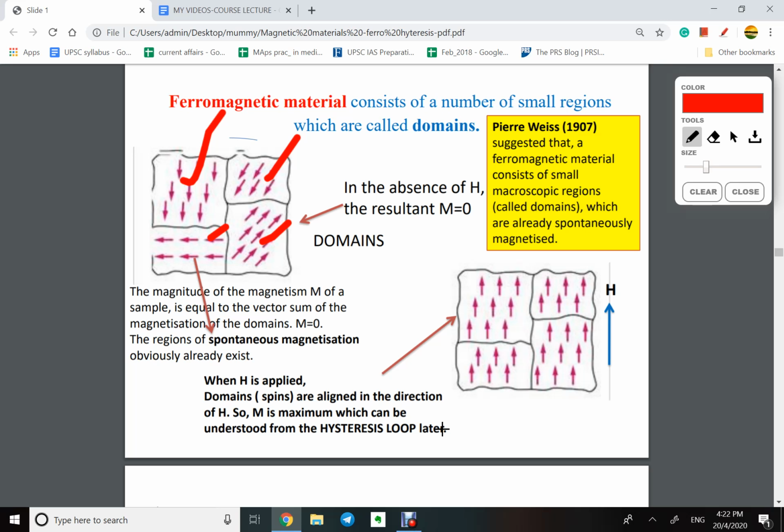So all the spins are aligned in the same direction in this domain. But if you look at this domain, the spins are aligned in a different direction. Now this domain, spins are in this direction. So like this, spins in different domains are aligned in different directions. So if you do not apply the external magnetic field, the total effect of all the domains will result in M equals 0. That is, magnetization is equal to 0.